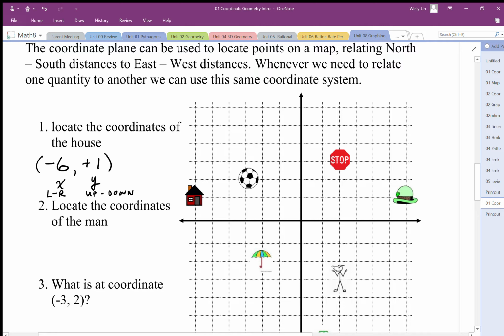So the man here is going to be at that position there. That's in quadrant 4. The house was quadrant 2. So we're going to go 1, 2 to the right, 1, 2, 3 down. We always write our horizontal positioning first. So it's 2 to the right, and it's going to be 3 down. Down means negative, so we write it as -3. And again, this is our x, that's our y.